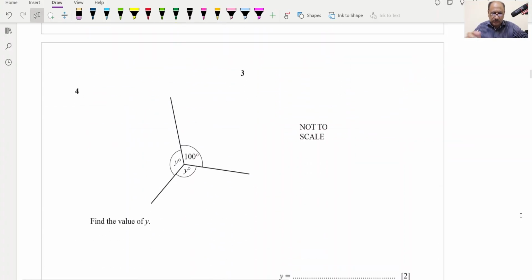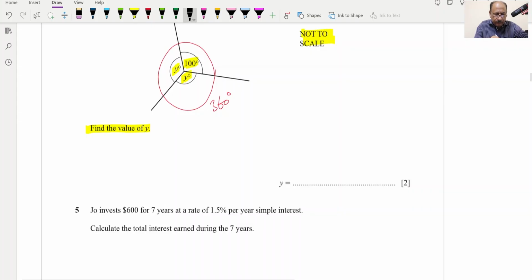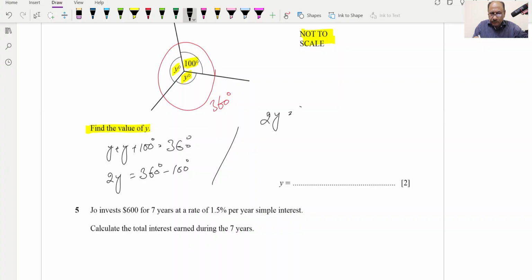Now question number 4. Diagram is provided which is not to scale, and we have to find the value of y. So this is y, this is also y, and this is 100. We know that the angle of a complete circle is 360 degrees. So we will form the equation: y plus y plus 100 will be equal to 360 degrees. So 2y is equal to 360 degrees minus 100 degrees. This implies 2y is equal to 260 degrees, and y will be equal to 130 degrees. So 130 degrees will be our answer for this question.